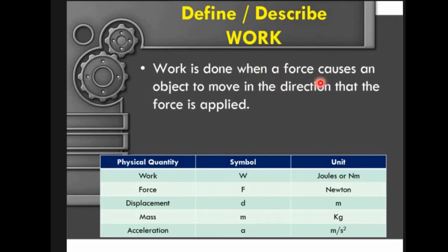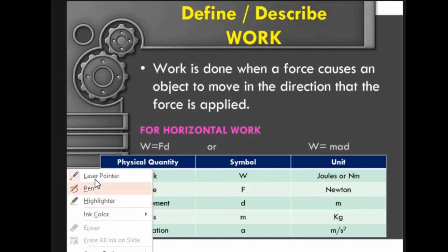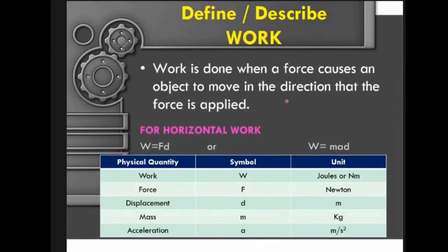So work is done when a force causes an object to move in the direction that the force is applied. And mathematically, it is expressed by this formula: force multiplied by displacement or distance. Or you can break down the force. In our previous discussion about the laws of motion, the net force is equal to mass times acceleration. So if we substitute ma here, it will become this one, and then copy the displacement.